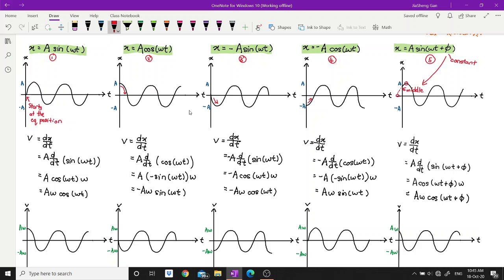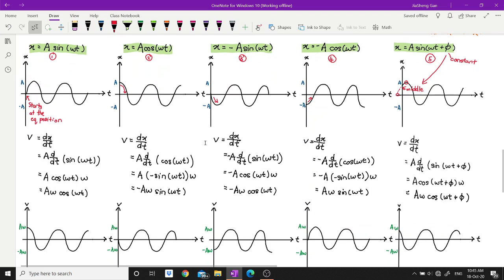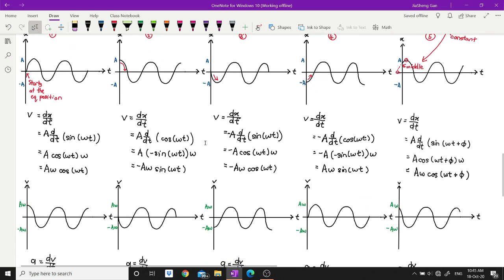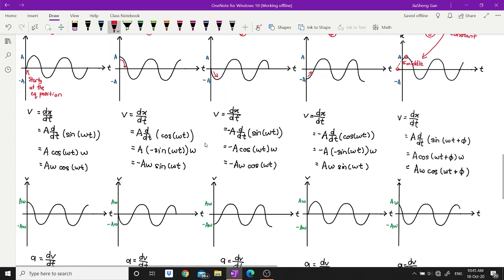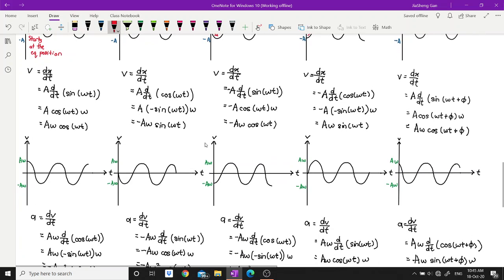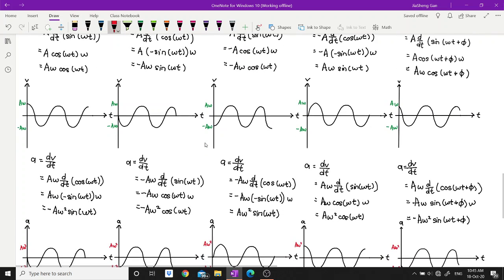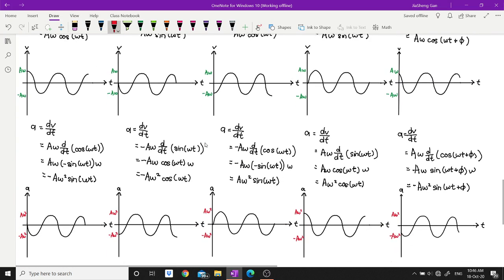Okay, let's not dive too deep into it, but if you differentiate all of these equations and plot their velocity time graph, they all look a bit different, but they are all sinusoidal graphs. And if you go further and differentiate the velocity equations, you get the acceleration equation, and when you plot it, it'll be a sinusoidal graph as well.